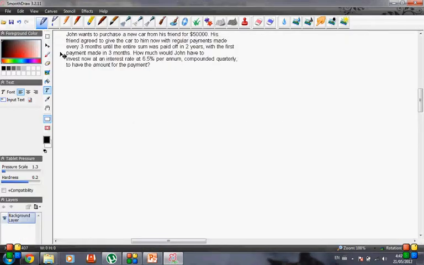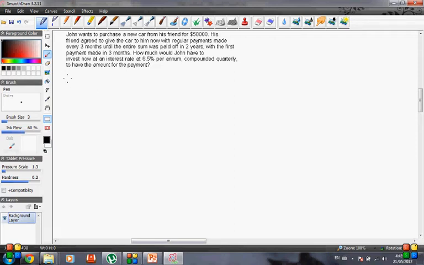So, John wants to purchase a new car from his friend for $50,000. His friend agreed to give the car to him now, with regular payments made every 3 months until the entire sum was paid off in 2 years, with the first payment made in 3 months. How much would John have to invest now at an interest rate of 6.5% per annum, compounded quarterly, to have the amount for the payment?